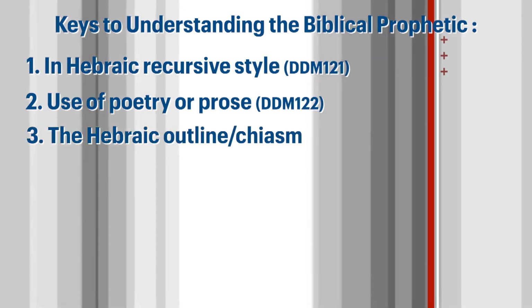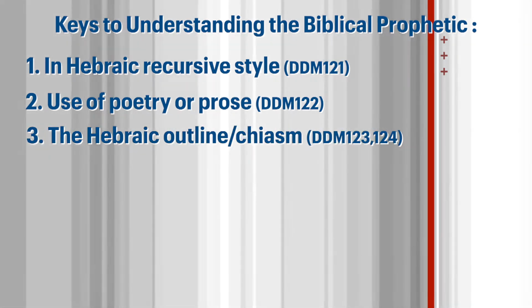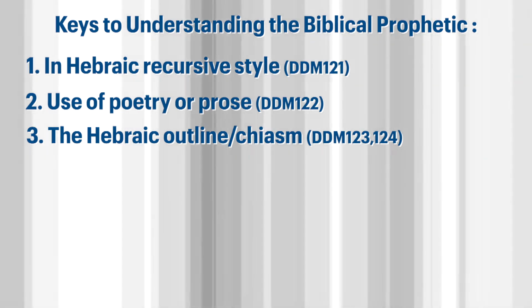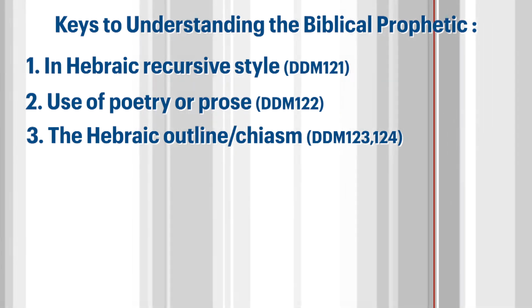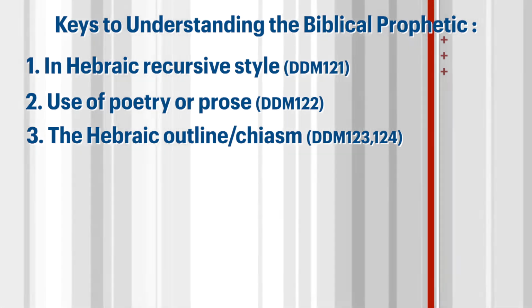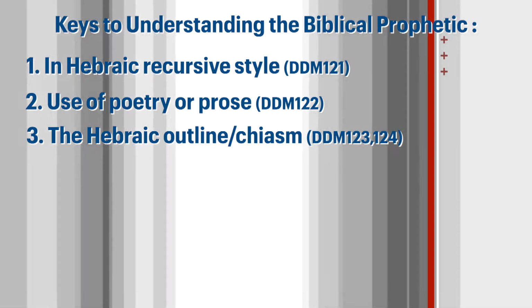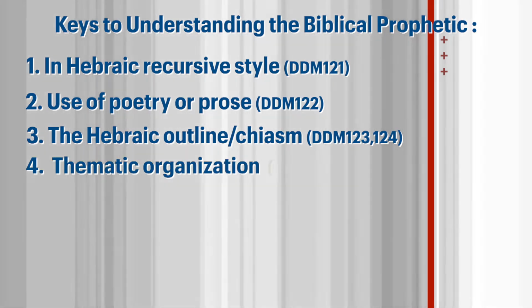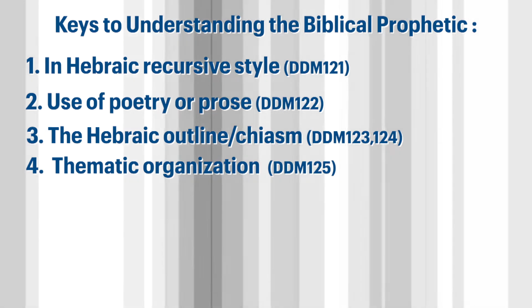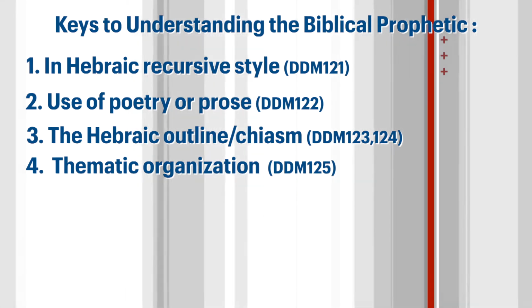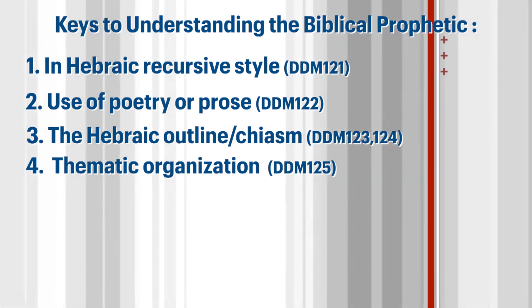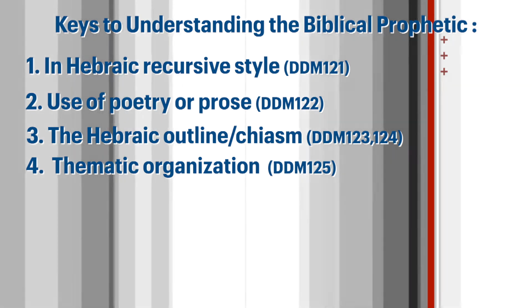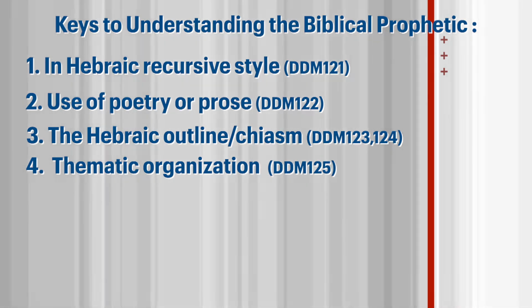We looked at the Hebraic way of outlining something in a chiasm, and that's an outline that's shaped like an hourglass or the Greek letter chi. We saw that in Digging Deeper Moments 123 and 124. We looked at the thematic approach to writing, that the Hebrews wrote thematically, not linear or chronologically. They didn't write 1, 2, 3, they wrote 1, 7, 5, 9, depending on the theme. We did that in Digging Deeper 125.